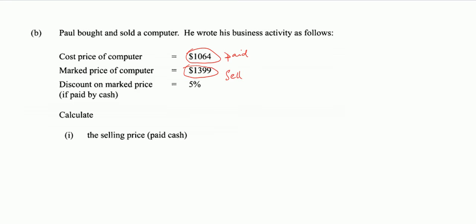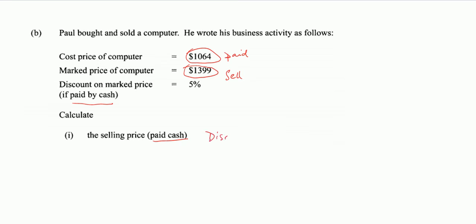And they told us that the discount on the marked price is 5% if it is paid for in cash. So what they are saying is that if somebody comes to buy the computer and they pay $1,399, they will get a 5% discount. So the first part, calculate the selling price if the person paid in cash, right? So what we need to do, we need to work out the discount.